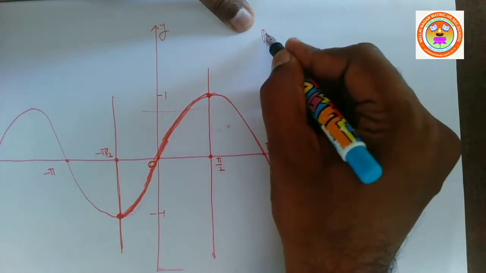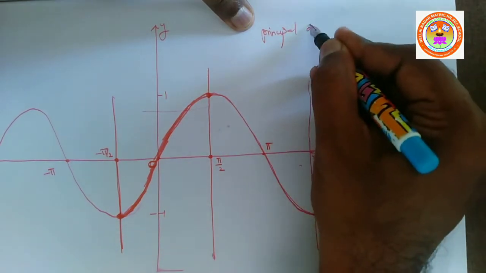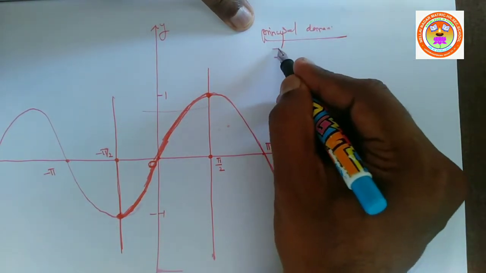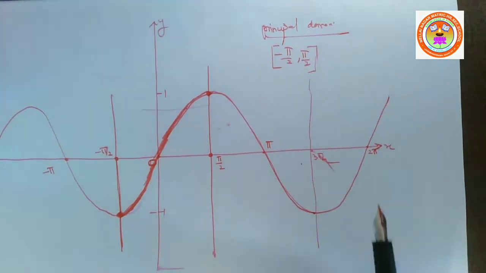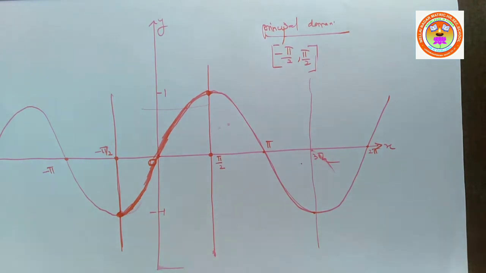Therefore, the principal domain is minus pi by 2 to plus pi by 2. So you know what is meant by domain. The domain is on the x-axis, where the curve lies, minus infinity to plus infinity, nothing but the real number line. The range for y equals sin x is minus 1 to 1. Next, the principal domain is minus pi by 2 to plus pi by 2. The principal domain should be 1 to 1. This is the rule you must learn.